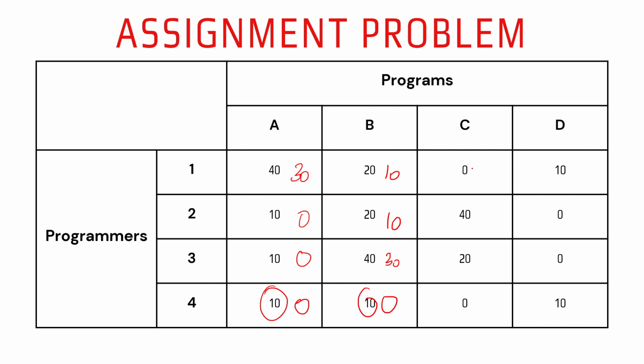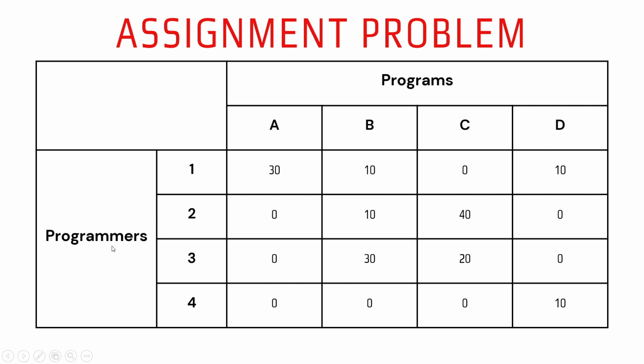For the next column, since the smallest is 0, there will be no change, since if we subtract 0 from any number, it will still be the same. And similarly to the last column. So this is already our new opportunity cost table.